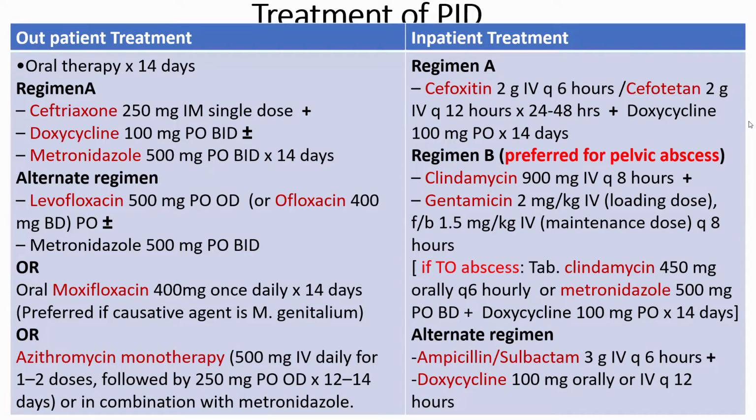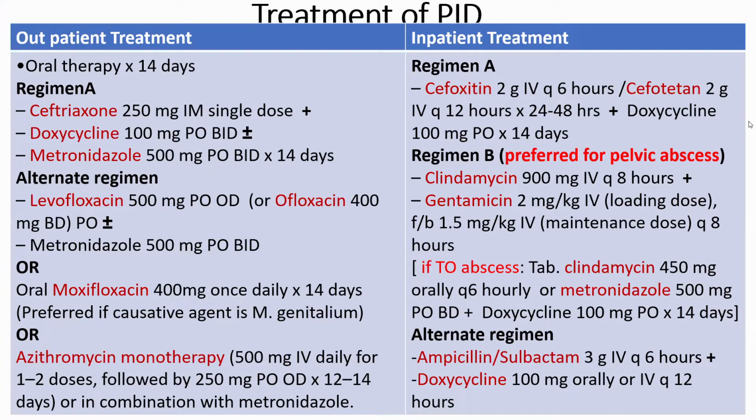maintenance dose. Okay, so remember, if it's a TO abscess, the loading dose is always clindamycin 900 IV TDS followed by gentamicin, and it follows with tablet clindamycin 6 hourly or metronidazole 500 BD plus doxycycline for a total of 14 days. Okay, so the total 14 days treatment should be completed. And as an alternative, we can use ampicillin and sulbactam, 3 gram IV 6 hourly followed by doxycycline.